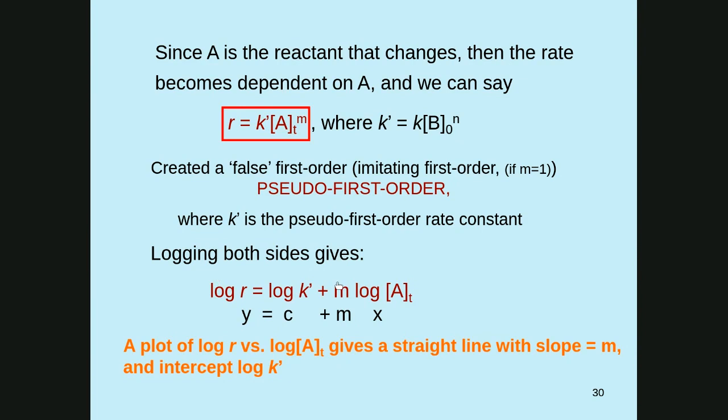Take logs on both sides, you get a linear form. The thing is that at certain time intervals you measure R and A, right? And then you plot the log of R versus the log of A. You get a straight line with a gradient equal to the index or order with respect to A, right? That is the idea behind the isolation method, rather than having A and B varying at the same time. Then you don't know what you're looking at.